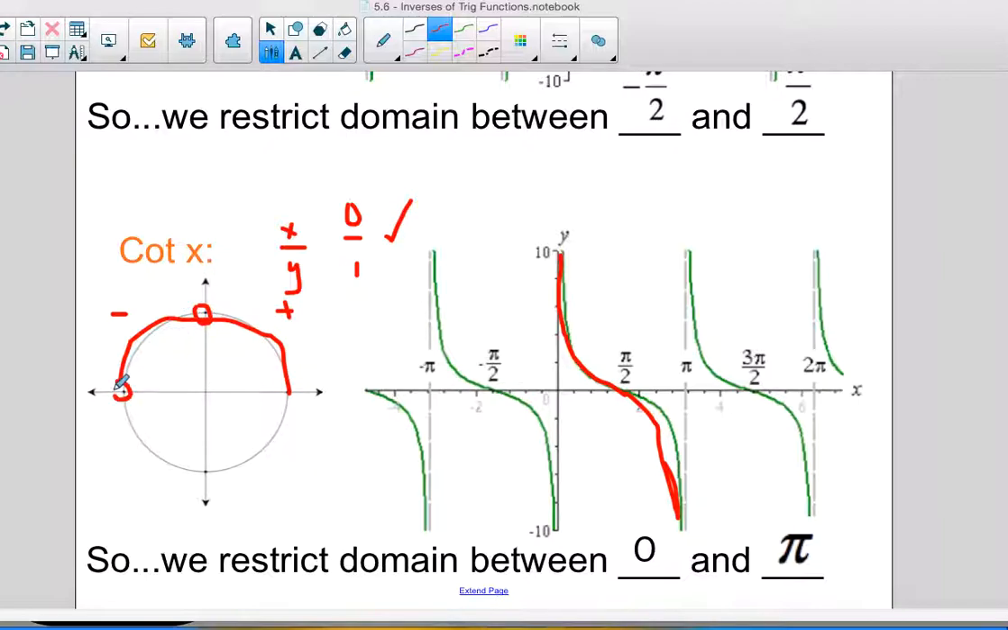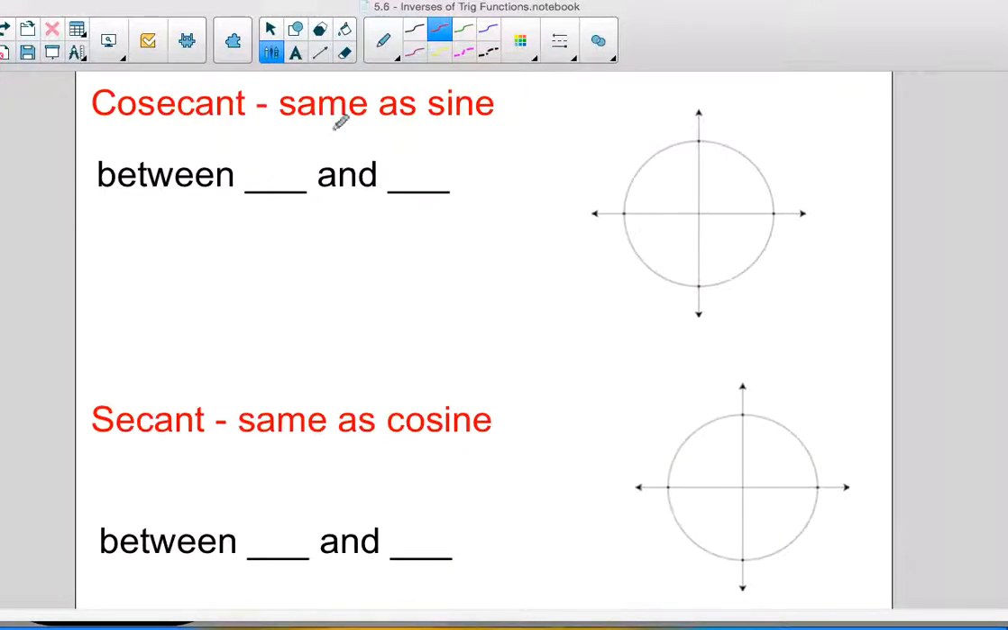Now what's not technically included are here and here, whereas in cosine they were included. But here x over y, because the y's are 0 right there, would give you undefined. So again, it wouldn't include these. You'd probably use parentheses instead of brackets. But that's it. And then the other two just follow the same thing as sine.